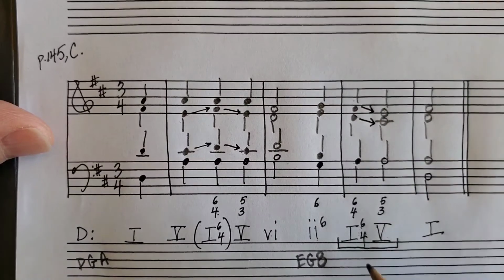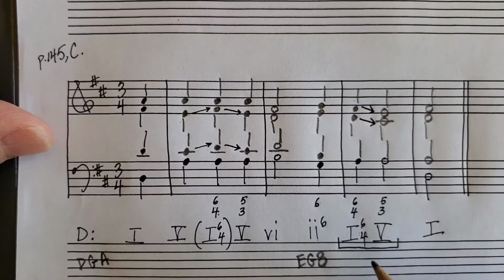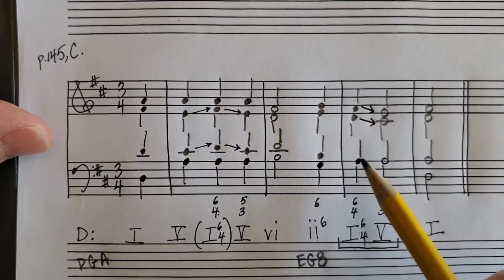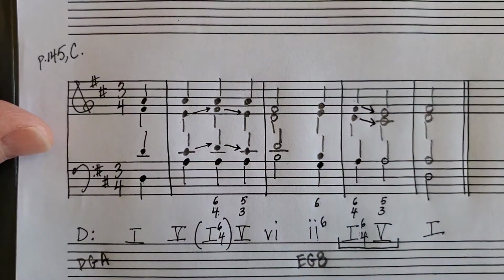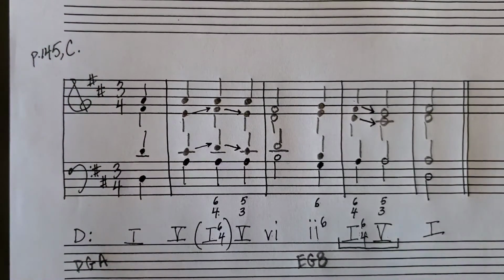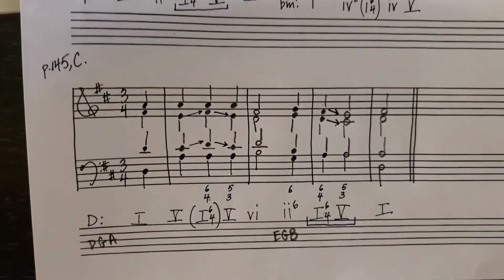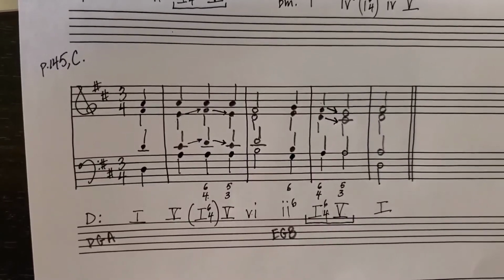All right, and then the characteristic voice leading for the cadential 6/4 is to have two of the voices fall down by step into the 5 chord. All right, now let's take a listen to this chord progression in D major.